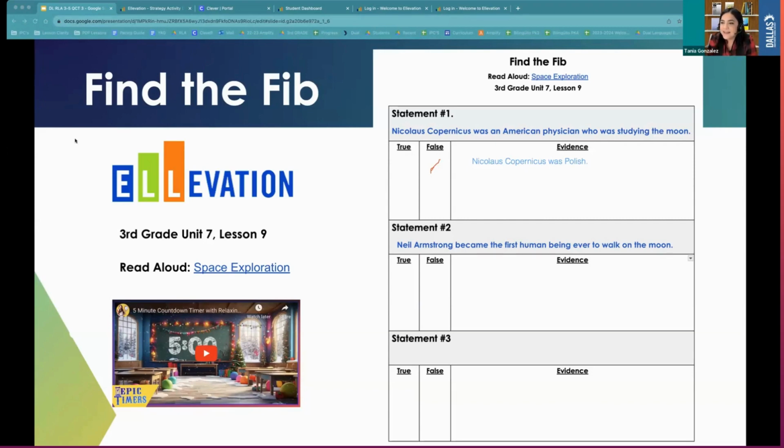Yes, that is correct. True, it is true. And the evidence, I see here that the sentence that has the evidence, straight from the text, says that on July 20th of 1969, Neil Armstrong became the first human being ever to walk on the moon. So it is true. And this is a picture of quarter 2. So you're teaching quarter 2 right now. Statement number 3: Neil Armstrong was the only astronaut who walked on the moon in 1969. Is it true or false?